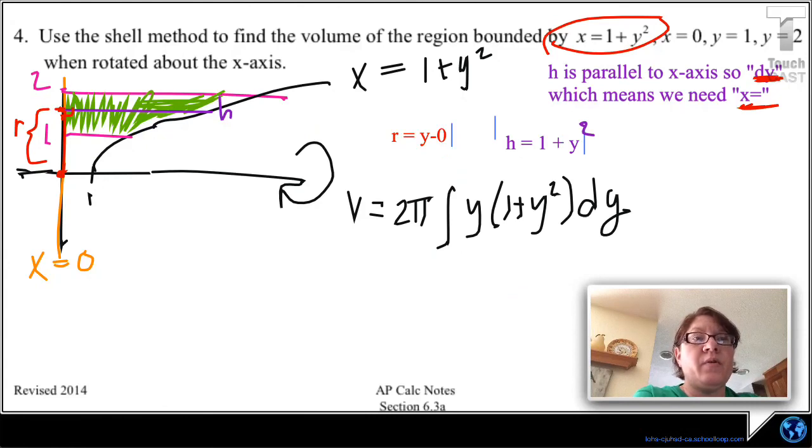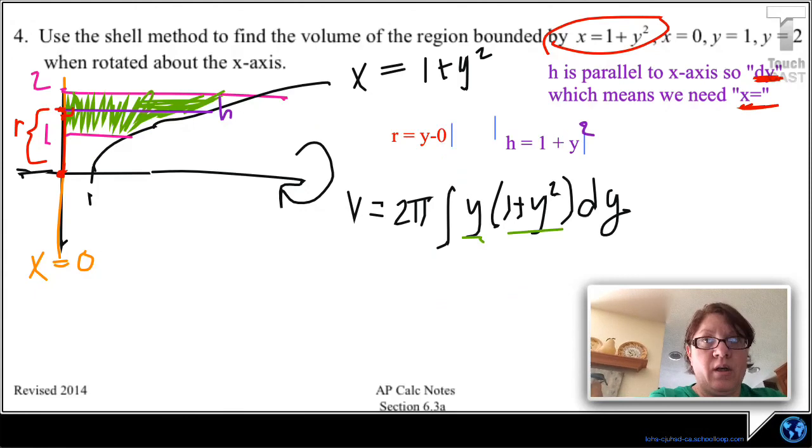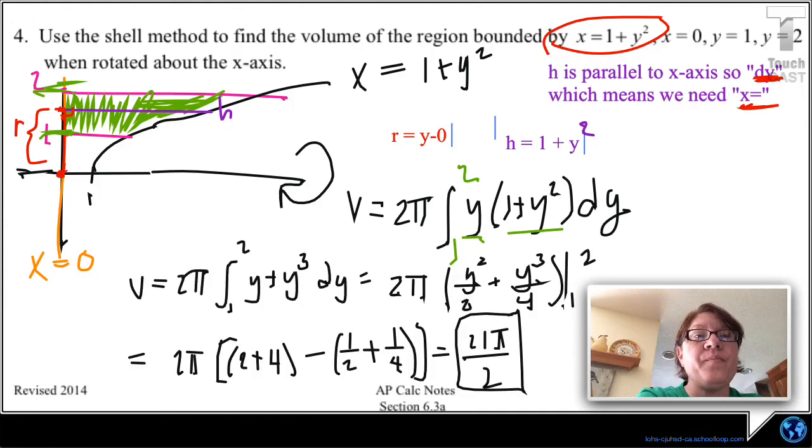So I've set it up. Here's my radius, here's my height, and now I need to look at the boundaries. If I look at the shaded region, the lowest y value is 1, and the highest y value is 2. And following through with all the integration here, I've showed my steps, and my final answer is 21 pi over 2.